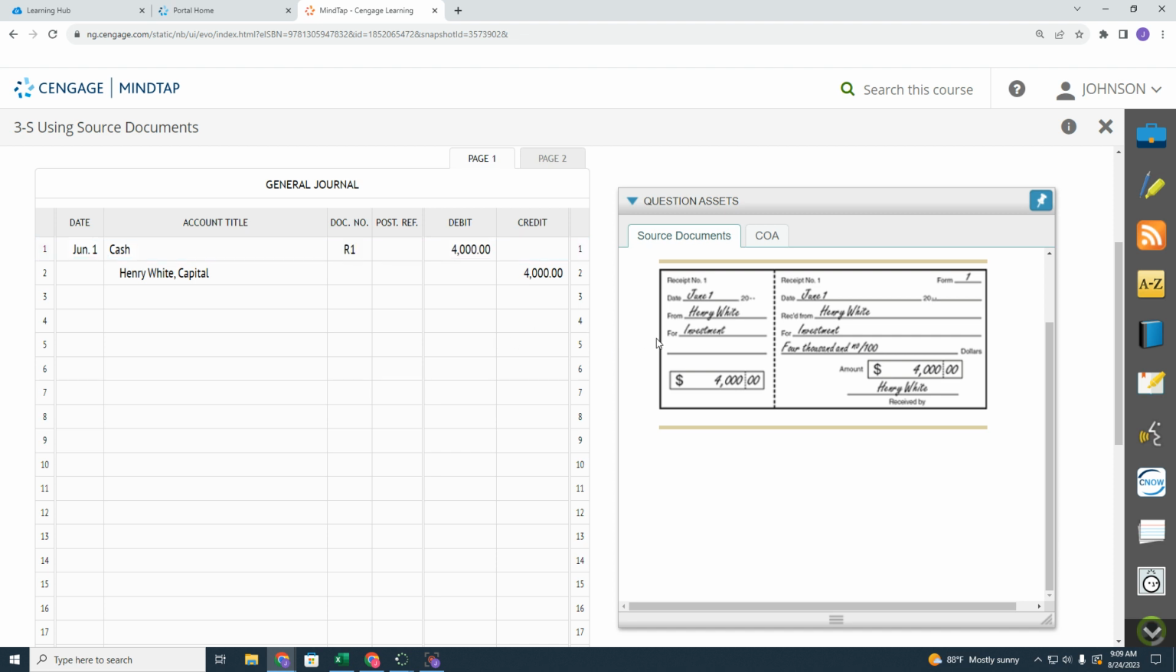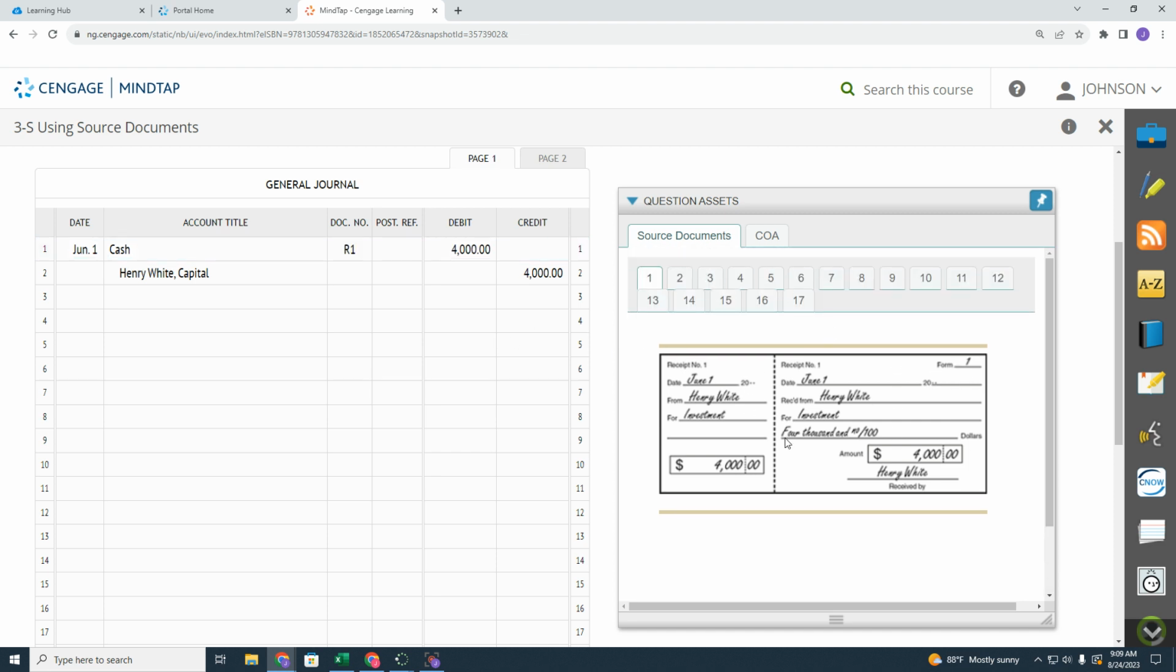All right, so now you've seen the source document and receipt and how that would work. And I think this is a good rule of thumb. You can test it as you go through the chapter. Anytime you see a receipt, is cash being debited? That might be a good rule of thumb for chapter 3. If you see a receipt, cash is debited.